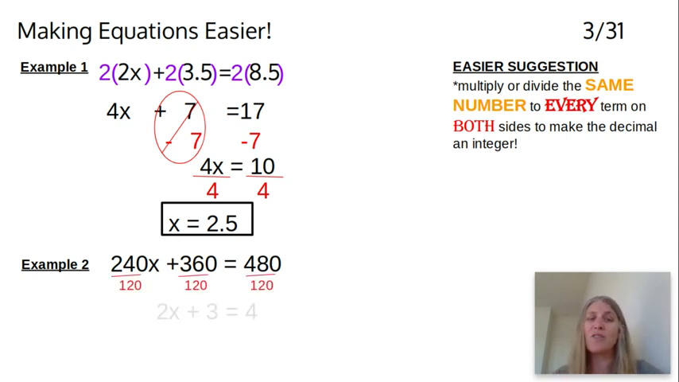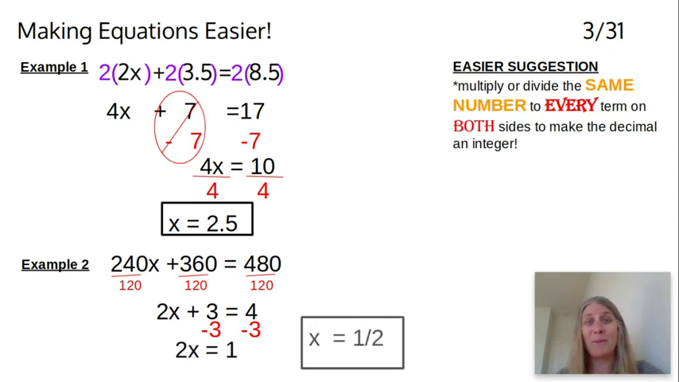That gives me 2x + 3 is equal to 4. Then I'm going to solve it normally. Subtract 3 from both sides. That leaves us 2x is equal to 1. Divide both sides by 2. And I have x is equal to 1/2.